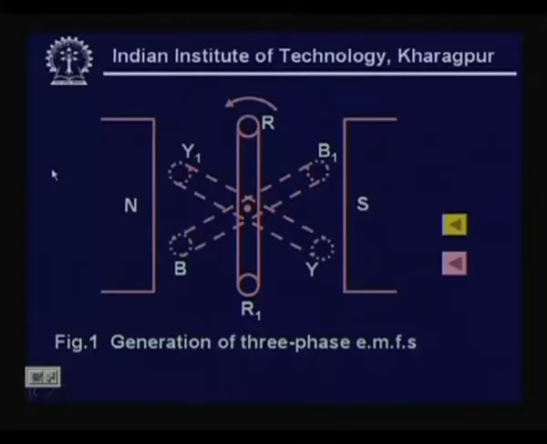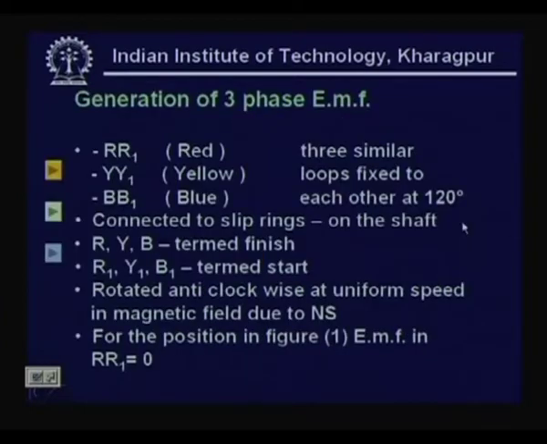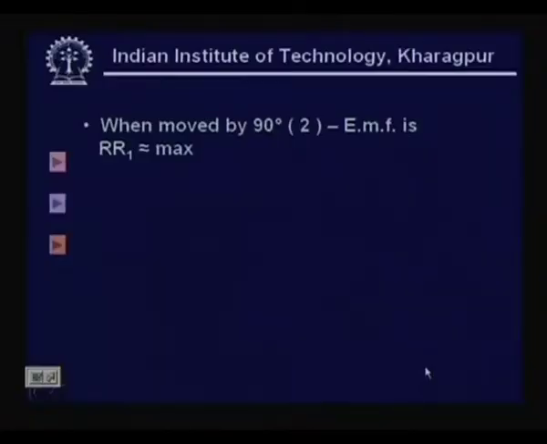Now, recall this figure 1, the way it is placed, RR1 is not cutting any flux, therefore the voltage generated in RR1 is 0. As you recall, the velocity component has to be perpendicular to the magnetic flux, only then there is an induced EMF. So, EMF in RR1 is 0. Now, let us move RR1 by 90 degrees, then the EMF in RR1 is a maximum, and one could see this in figure 2.